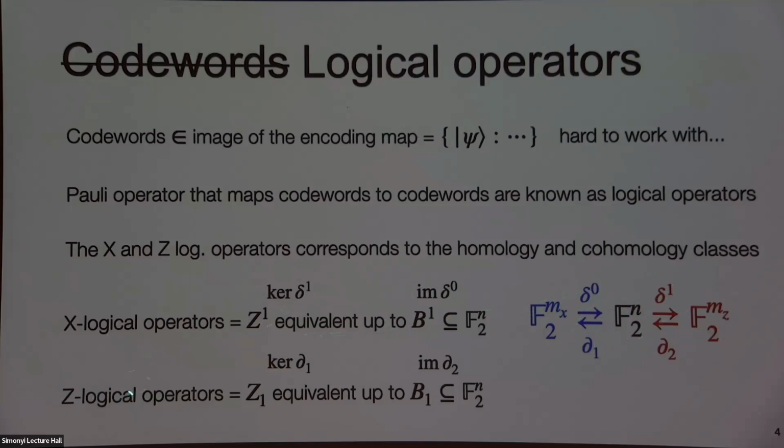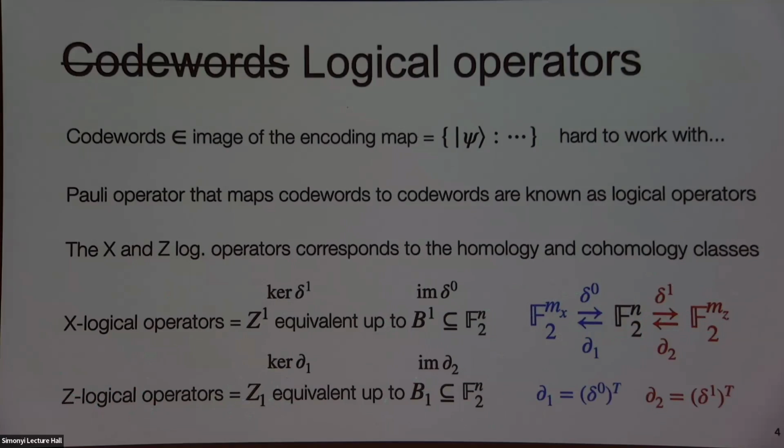The same thing also holds for the Z logical operator, but now you're mapping in the other direction. These partial maps are really the transpose of these delta maps, and you define it the same way. Okay, so far, any questions?